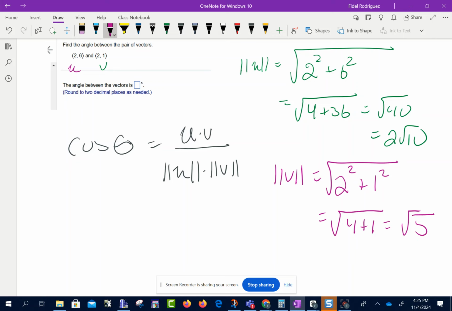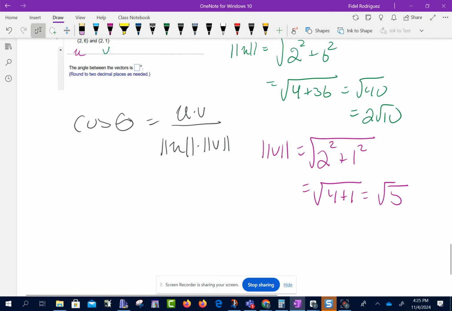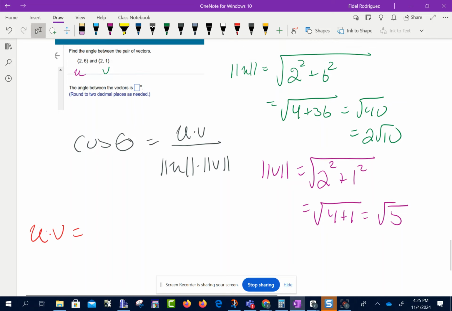Okay. Now, my friends, to find the dot product, let's do this. If we are looking for the dot product, the way we do this is we multiply each of those components: 2 times 2 plus 6 times 1. So that's going to give me 4 plus 6. That's going to give me 10.